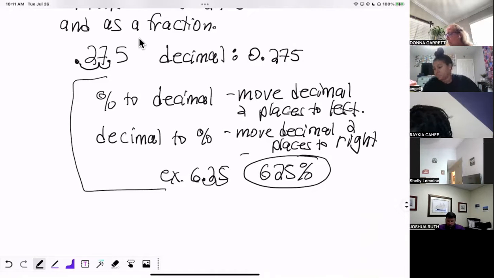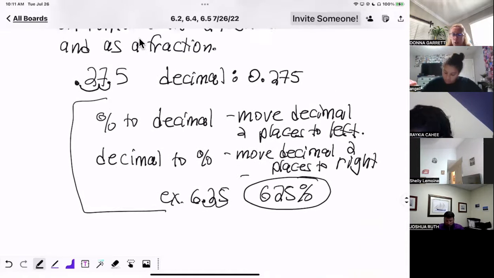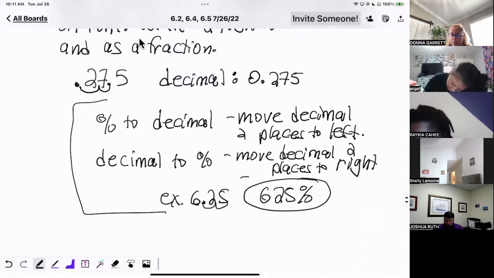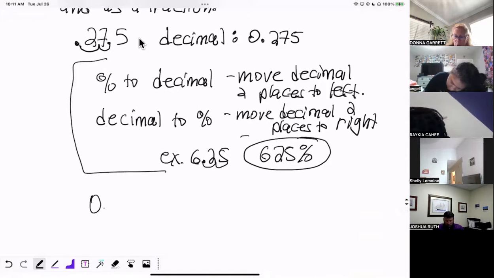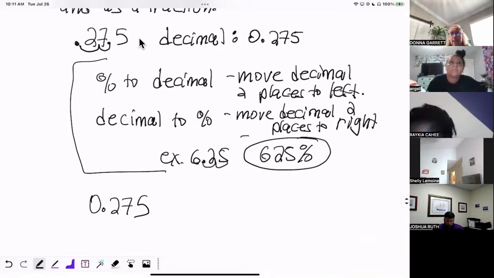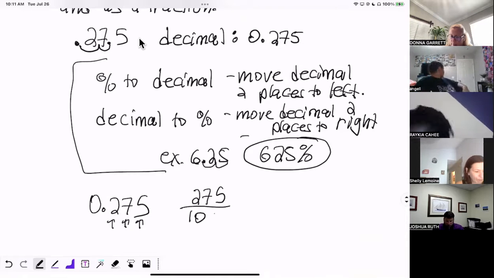All right, so we didn't finish. We have to also write it as a fraction, right? Yes, okay. We have a decimal of 0.275. This is like an earlier lesson we did, I think last chapter. How do I write that as a fraction? Well, what place is it in? What's the last place? This is tenths, hundredths, thousandths. So it's really 275 over 1,000.